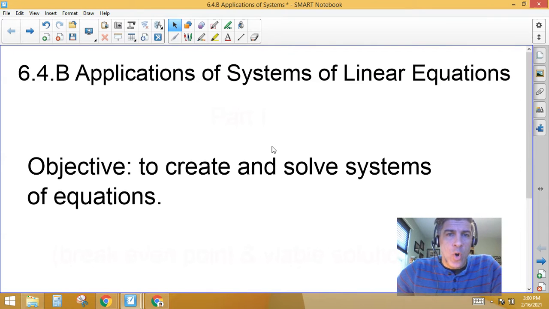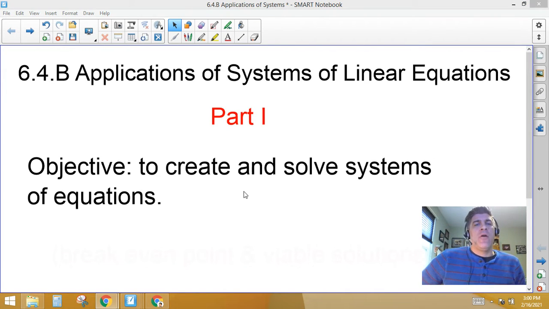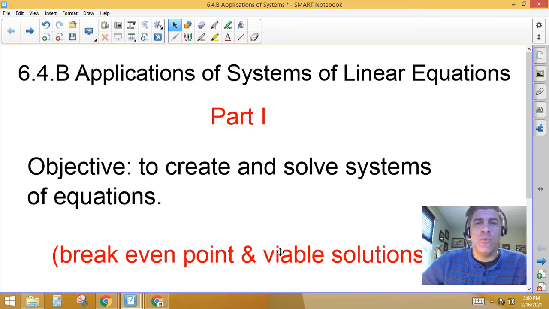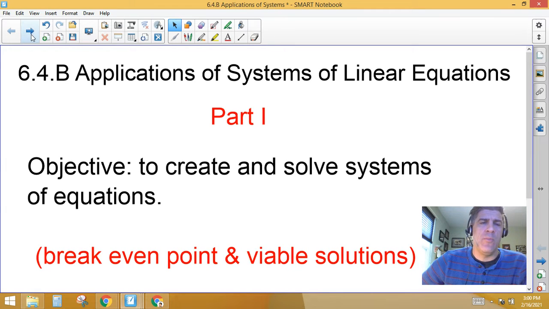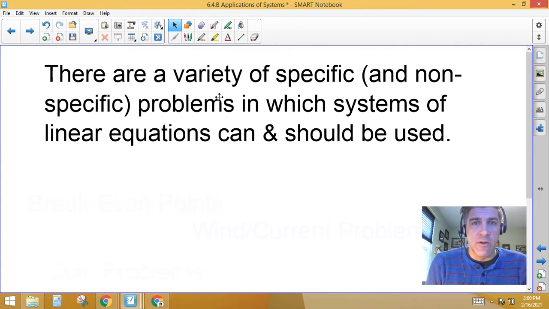Hey guys, we are on to 6.4b, applications of systems of linear equations, applications being like some word problems. But part one, there's two parts to this. Our objective is to create and solve systems of equations. I'm going to be talking about two different parts, something called a break-even point, and then what a viable solution will be.